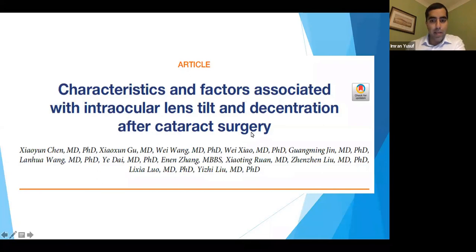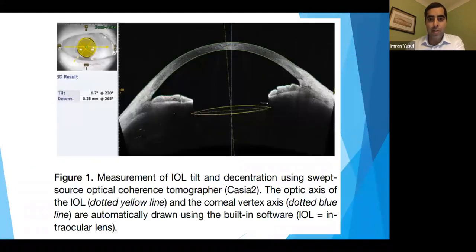So what they essentially did is what they described as a cross-sectional study. What they wanted to do was to use a second-generation anterior segment OCT imaging device to assess, in a cohort of patients undergoing cataract surgery, what the degree of lens tilt and decentration was.